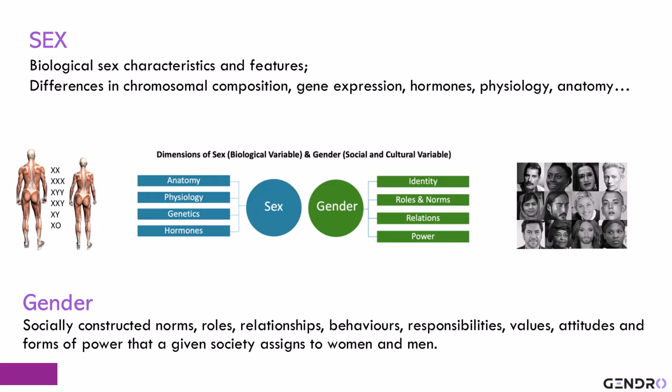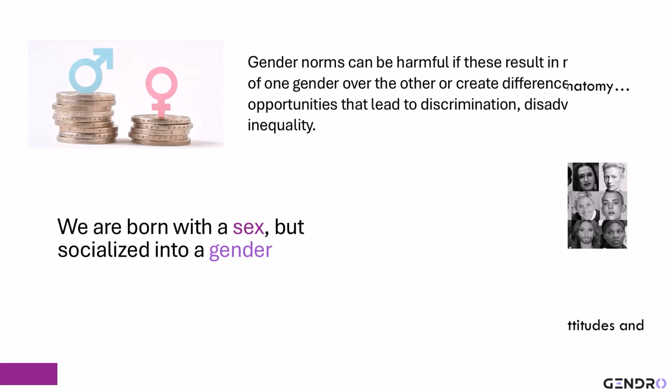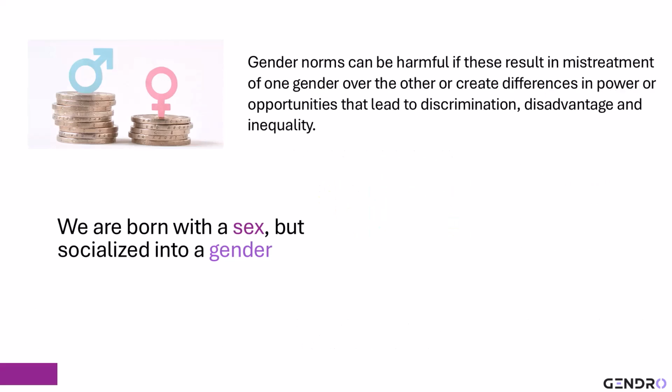Gender has multiple dimensions, and one dimension of it is gender identity, which is an inherent, felt sense of one's gender, which might or might not align with the sex that was assigned at birth. Now, gender norms are not by nature harmful, but they can be harmful if they result in one gender being mistreated over the other, or in differences in power and opportunities that lead to discrimination, disadvantage, and inequality. So we usually say that we are born with a sex, but we are socialized into a gender.